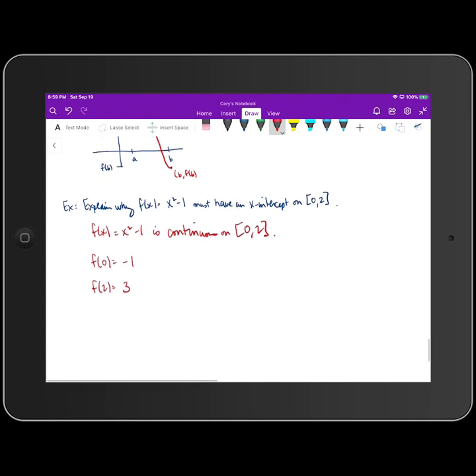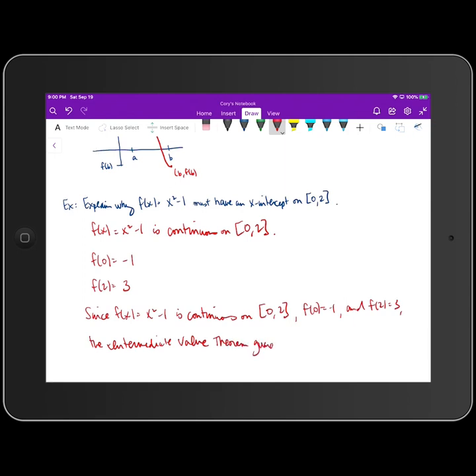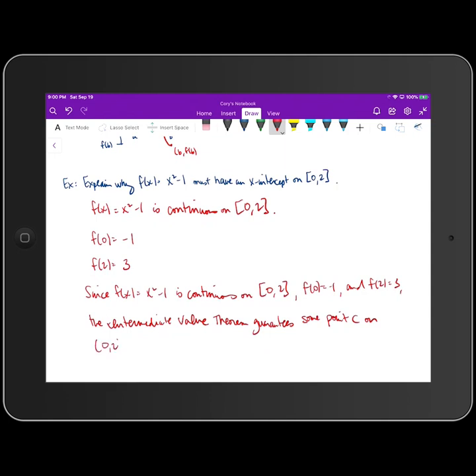Okay, so let me just write up the explanation really quick. Since f of x, which is equal to x squared minus 1, is continuous on the closed interval from 0 to 2, f of 0 is equal to -1, and f of 2 is equal to 3, the intermediate value theorem guarantees some point c on the open interval from 0 to 2 where f of c is equal to 0.